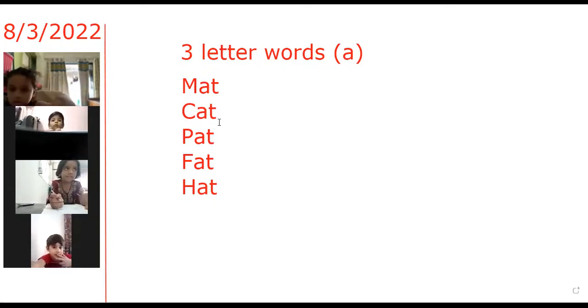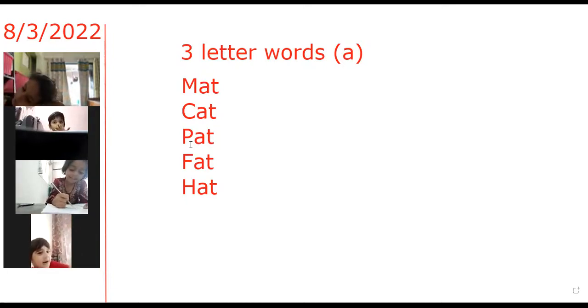Cat. Cat. Say proper. Cat. Say properly. Cat. Very good. Next. Very good. Bat. Perfect. Next. Cat. For the bat. Very good. Last one. You sing loudly. You were right.